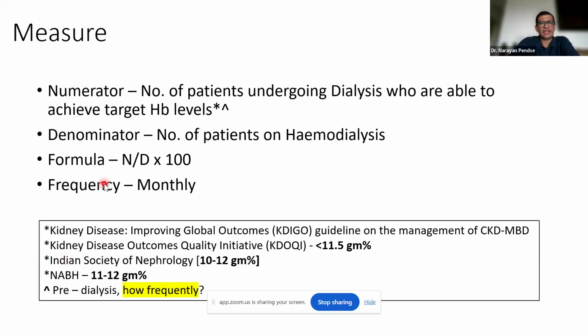Obviously, the hemoglobin needs to be monitored and measured. Typically it is done at a monthly level, and it should be captured pre-dialysis when the patient has come, ideally at least once every month, because depending on the patient cycle, etc., in some hospitals it may be 6 weekly also. The formula is simple and the frequency is that it is to be reported at a monthly level.